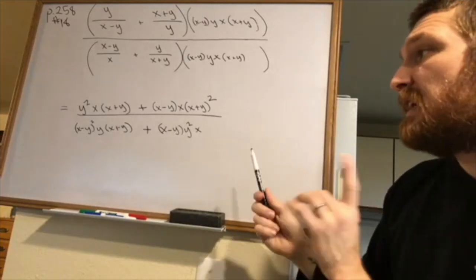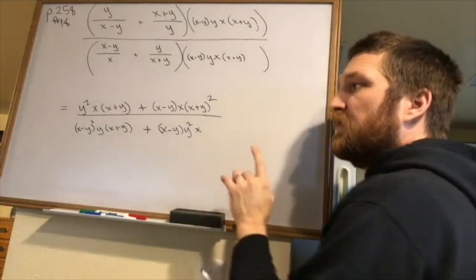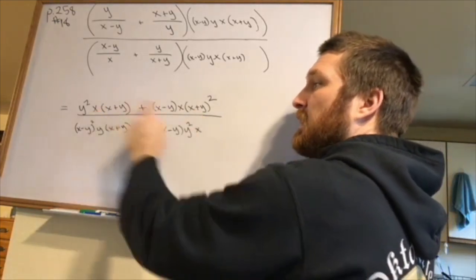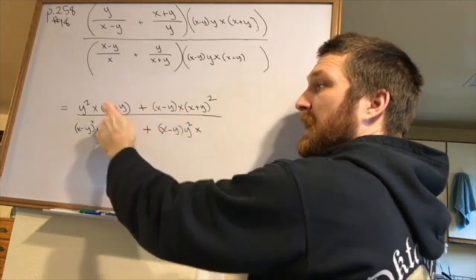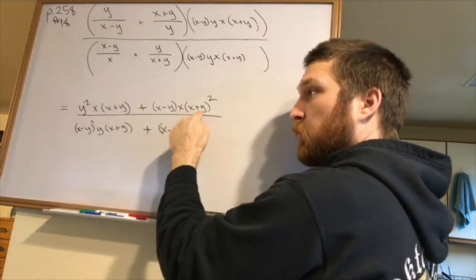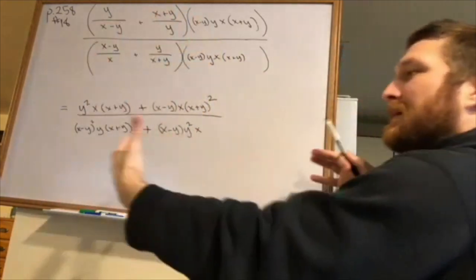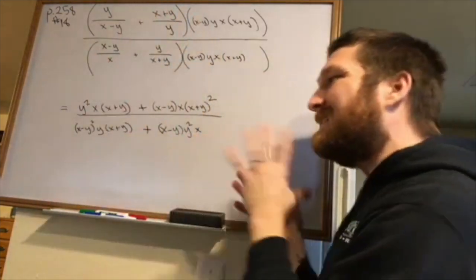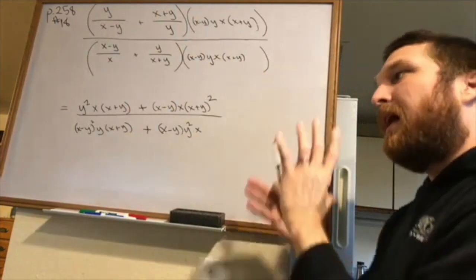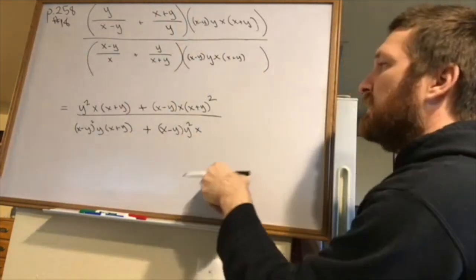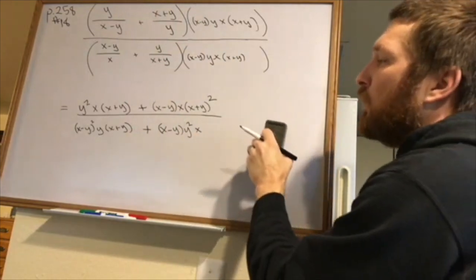One cool thing to notice though is you can factor some stuff out of here. Like for instance, there's an x in here and there's an x in here. There's an x plus y and an x plus y. And so you could start factoring some stuff out to make things a little bit easier to deal with. So again, have a lot of fun with these types of problems. So we're going to move on.